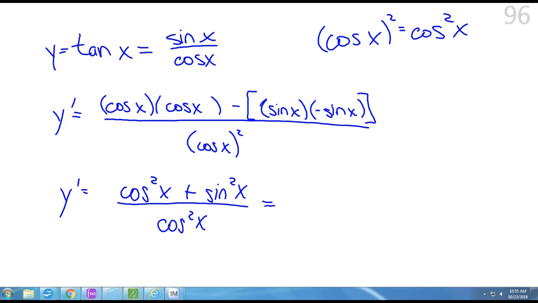So you have to know that one trig identity: sine squared plus cosine squared equals 1. So this is really 1 over cosine squared of x. What's another way to write 1 over cosine? Secant.